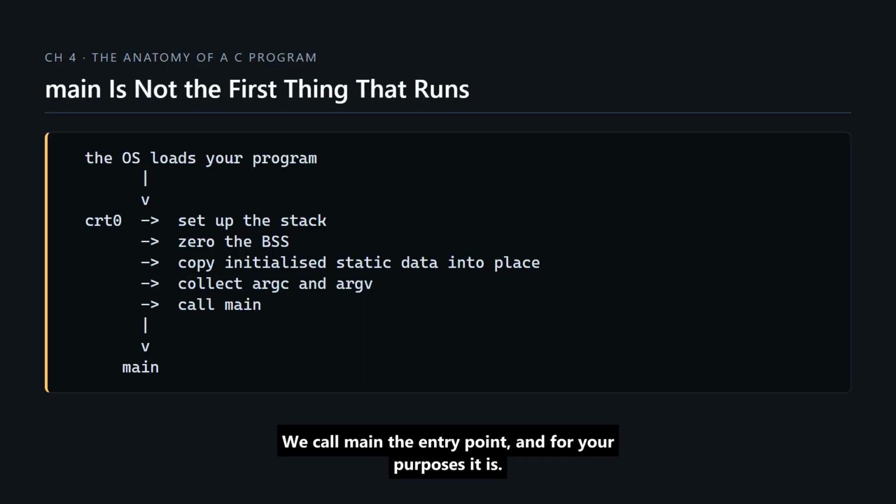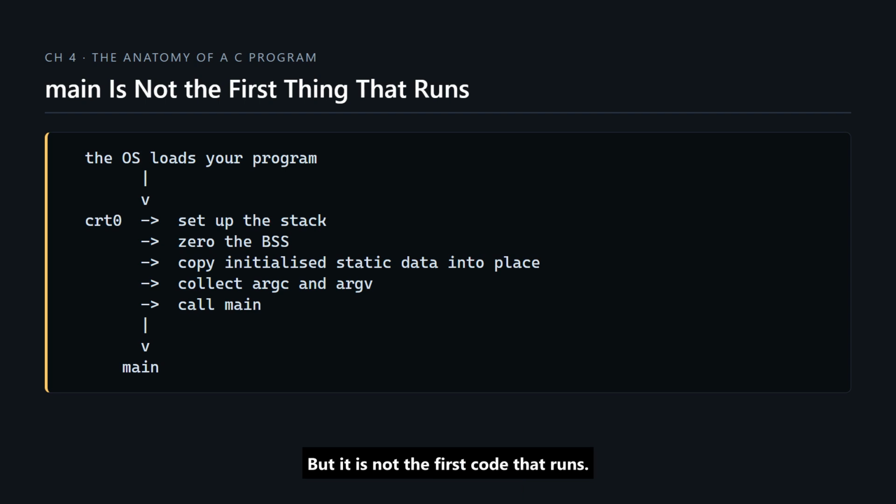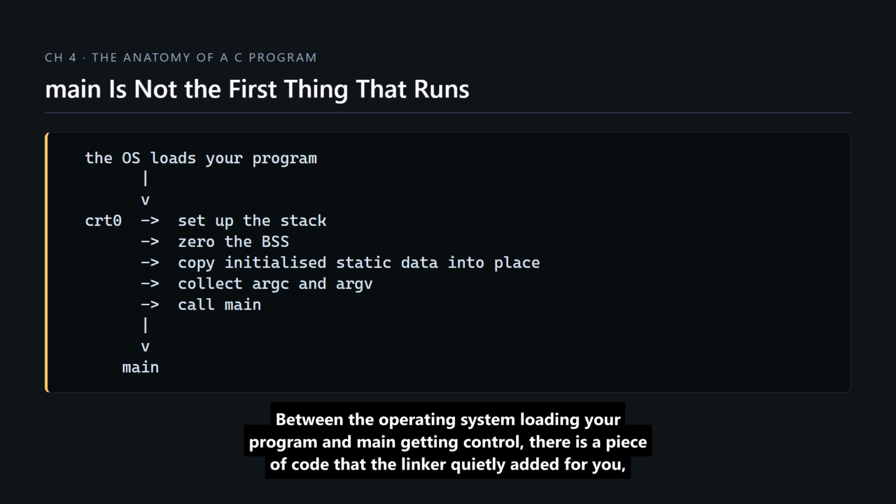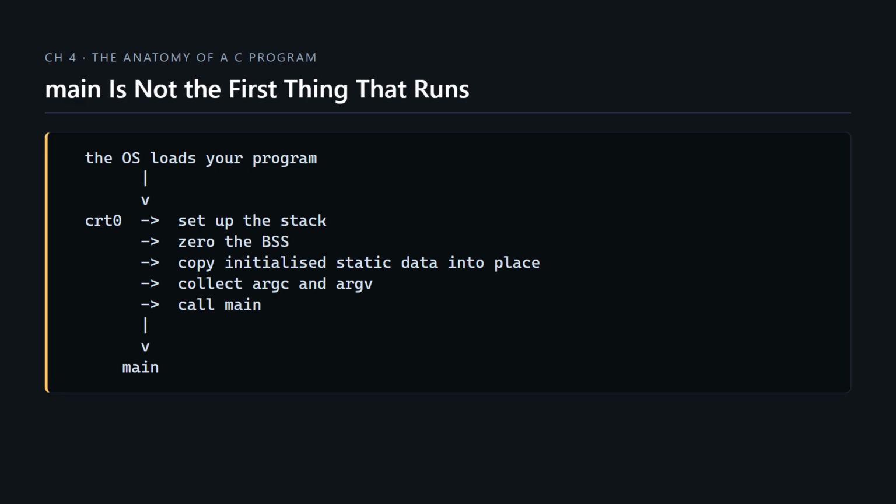We call main the entry point, and for your purposes it is. But it is not the first code that runs. Between the operating system loading your program and main getting control, there is a piece of code that the linker quietly added for you, traditionally called CRT0, C runtime, part 0.